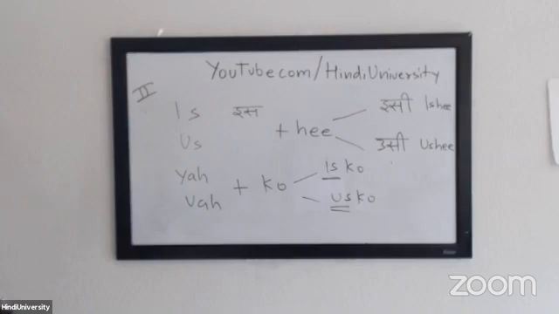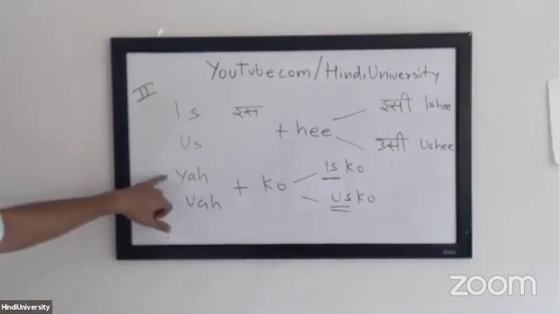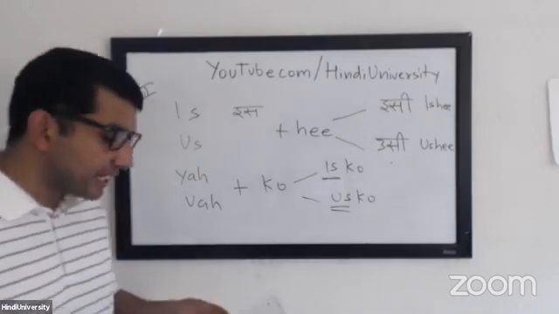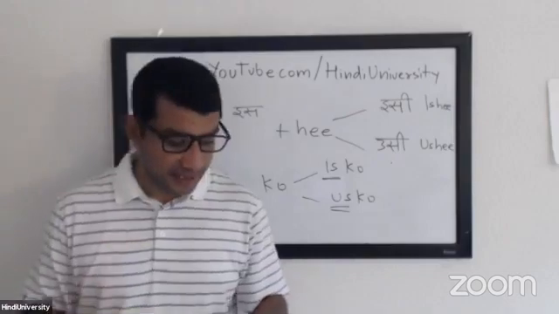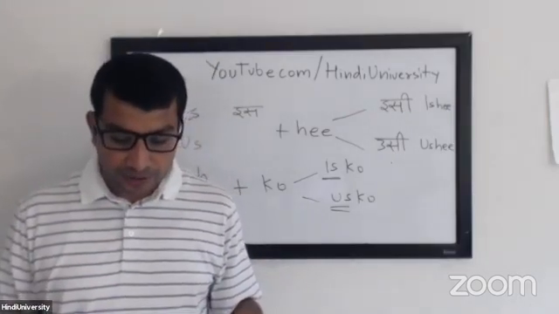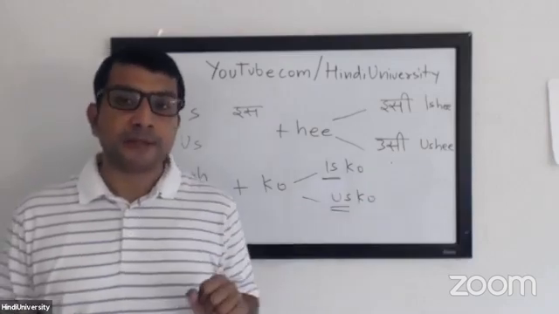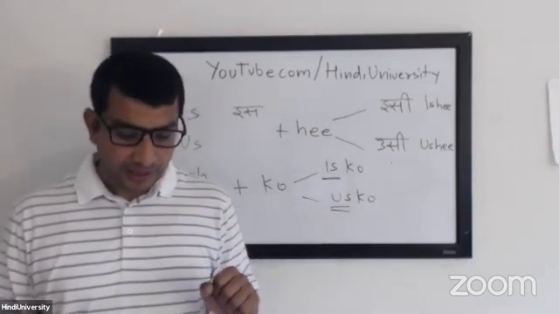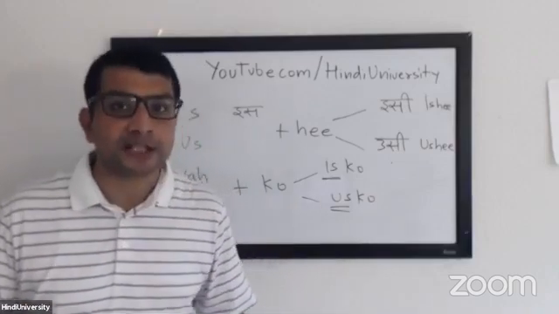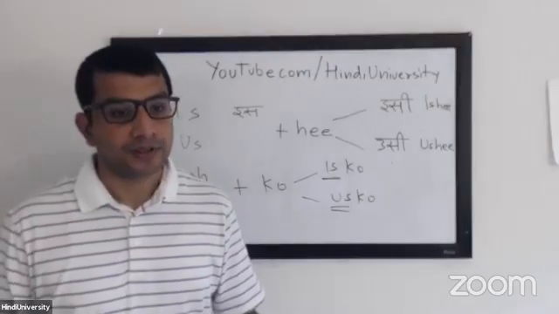But the examples given by the students are correct. If you're saying I have money, which is mere paas paise hain, then he or she has money is iske paas paise hain. It's only him who has money, isi ke paas paise hain. Only he, yes. It's only him who has money. Yes, thank you so much.